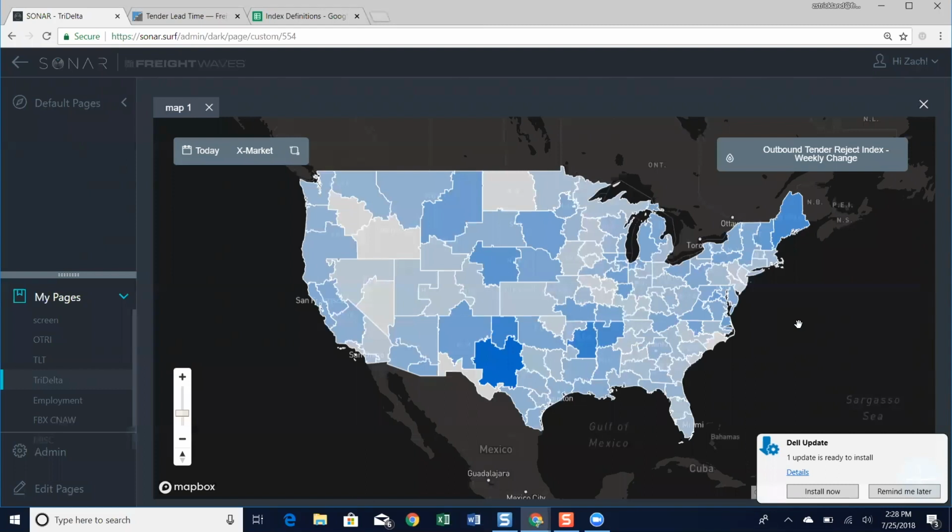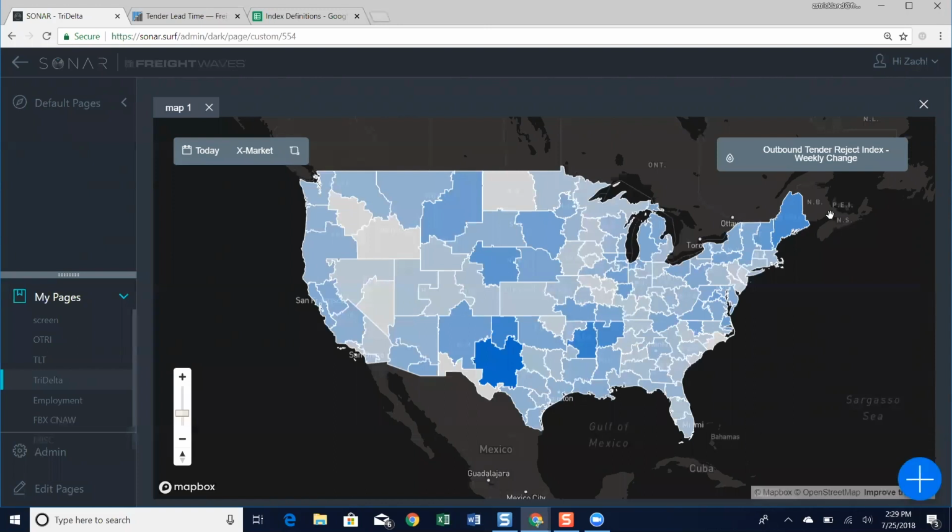And like I pointed out earlier, the movement in the tender rejection index is what's important, not necessarily the absolute number. The absolute number is more important in an over-time type analysis. But when you're looking at day-to-day movement, you really want to see where my best opportunities for freight are happening right now.